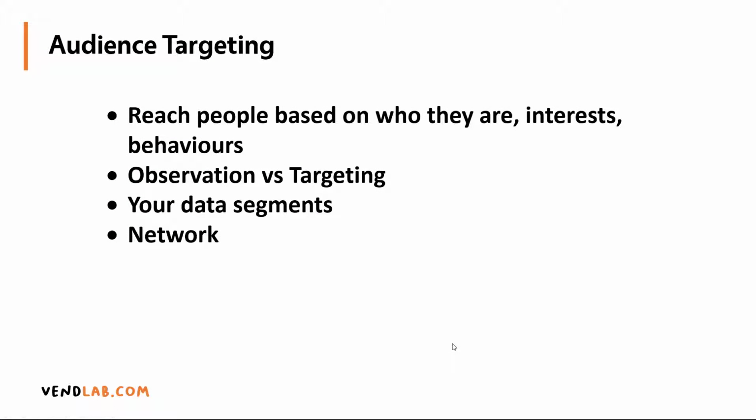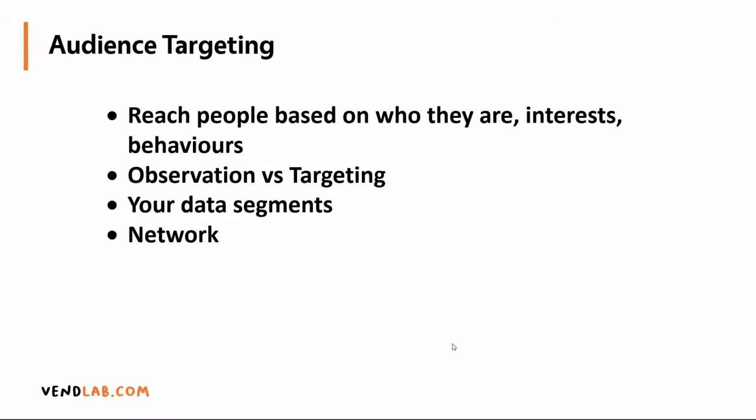Audience targeting enables advertisers to reach people based on who they are, their interests and behaviors. You can either set up audience targeting as observational or targeting. Whilst you can add bid adjusters to both observational and targeting segments, targeting will restrict your traffic to just the segments you have selected, whereas observational will not.